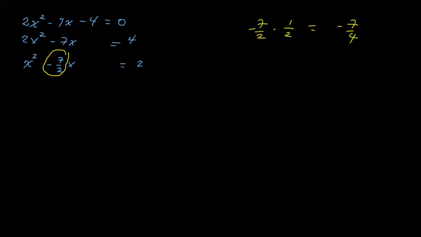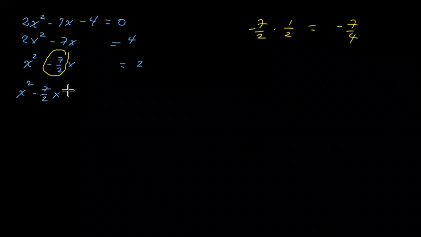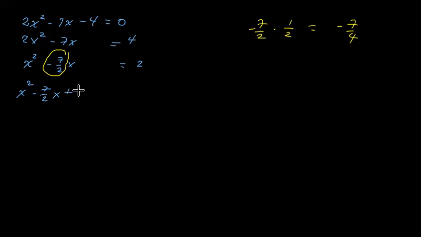Why am I doing that? What am I going to do with that? I'm going to create a perfect square. How do I do that? Well, watch this. X squared minus 7 over 2x. All I'm going to do is add that to this side. Plus minus 7 over 4 and square it. But if I do it on one side, I've got to do it on the other side, right? 2 plus minus 7 over 4 squared.